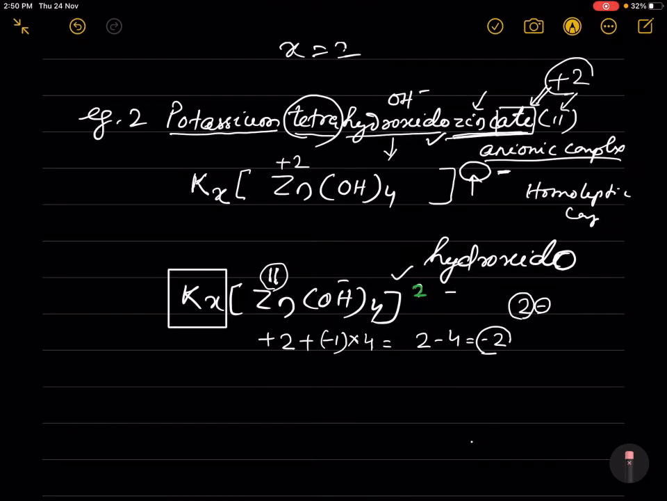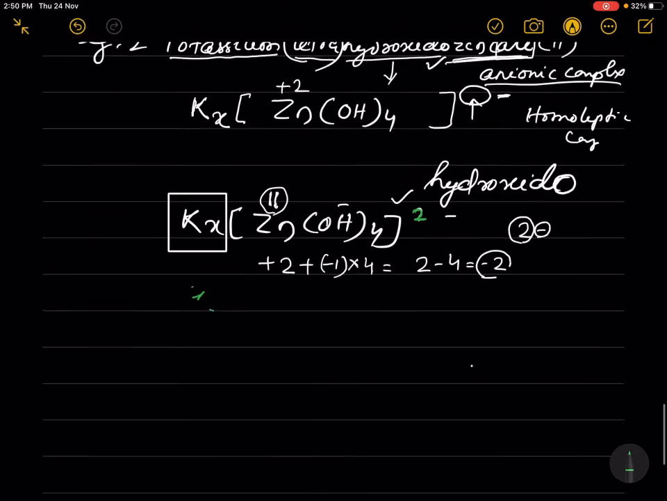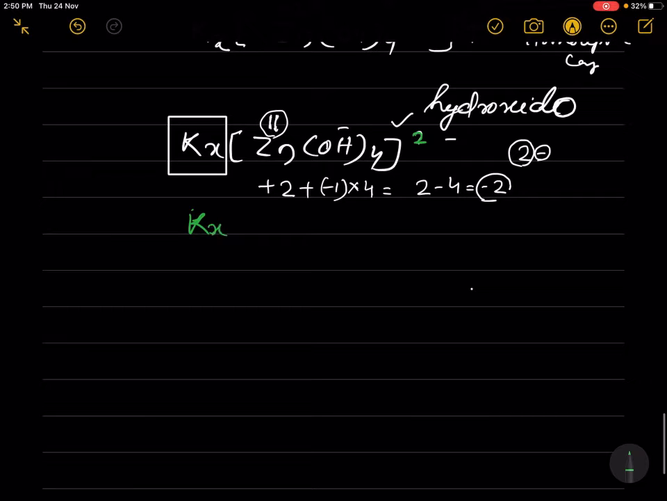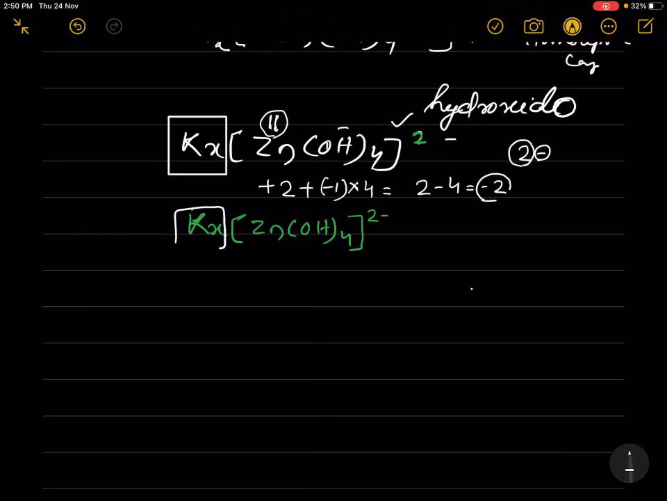So this is K_x [Zn(OH)4], four ligands, and this is 2 minus. Definitely the charge on the cations is 2 plus. Why? 2 minus must be balanced by 2 plus. So here we can find the value of x.